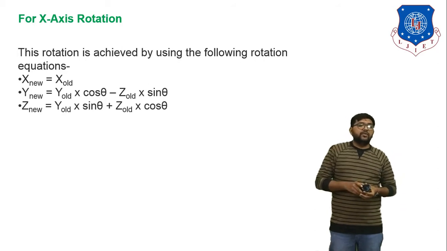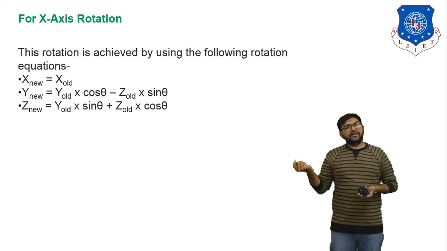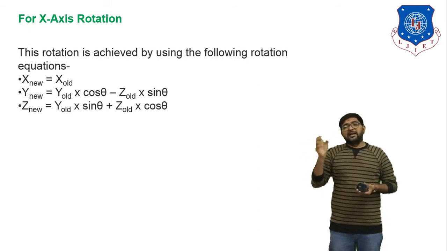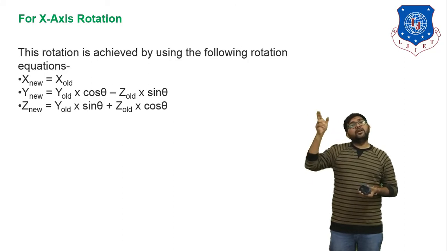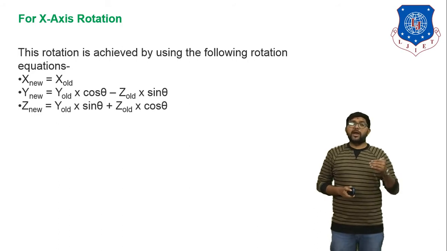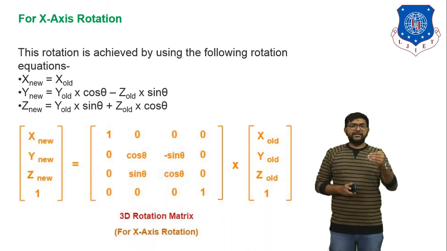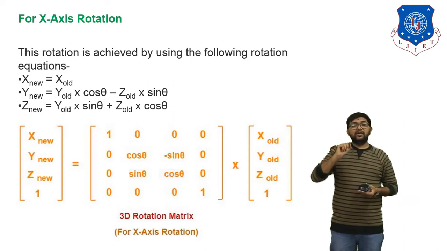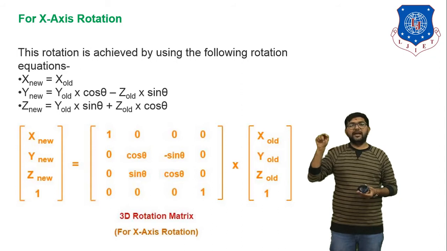What is y new? Y new is equal to y old cos theta minus z old sin theta, and z new is equal to y old sin theta plus z old cos theta. That is the relation we already derived in two-dimensional geometric transformation, so we use that equation directly here. Now we convert this equation into matrix form like this: x new, y new, z new, 1 is equal to the matrix 1 0 0 0; 0 cos theta minus sin theta 0; 0 sin theta cos theta 0; 0 0 0 1, multiplied by the matrix x old, y old, z old, and 1.